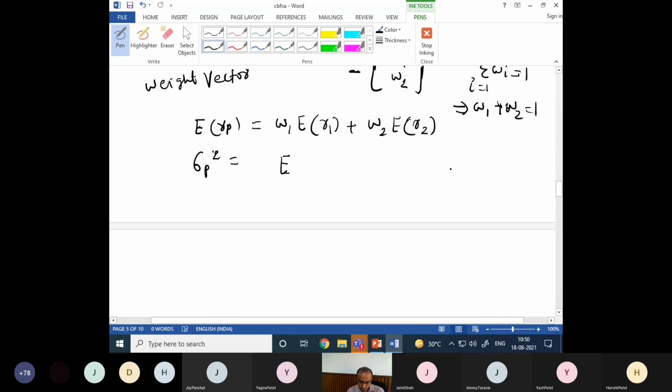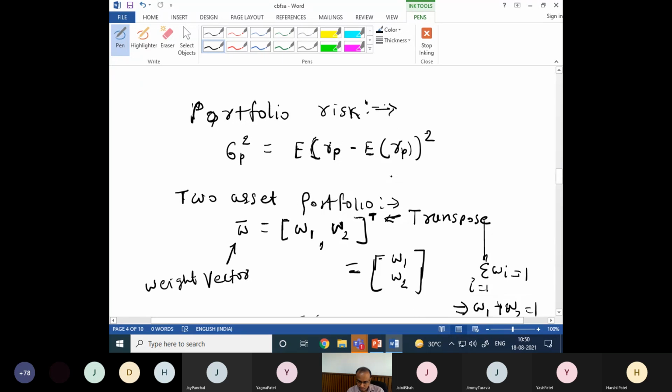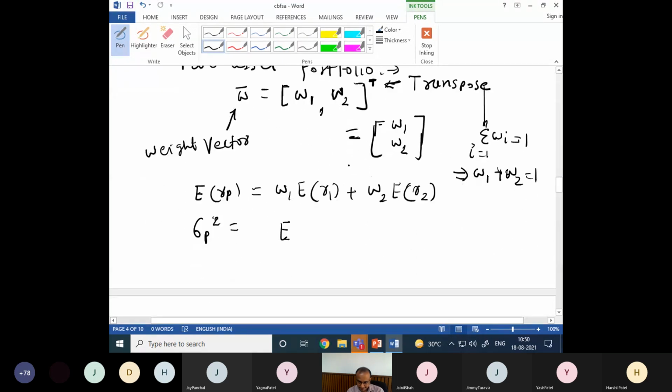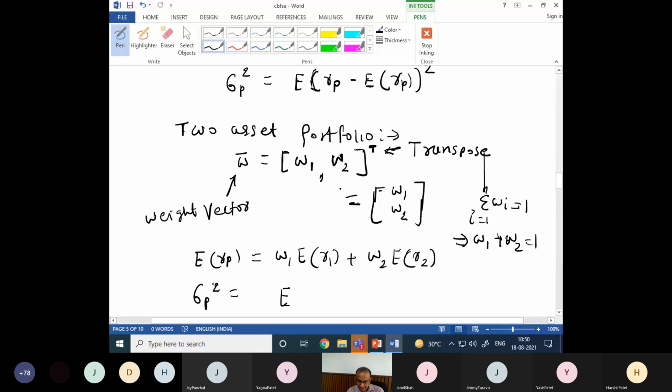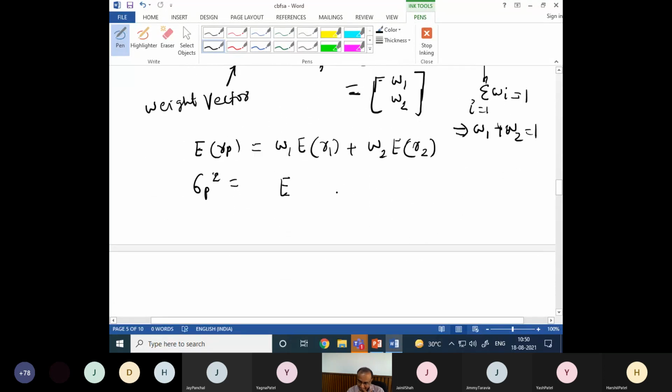Anybody can tell me how to write this now? It is this definition: (RP minus ERP) whole square. So what should I replace? By RP and ERP, both I should replace. So what is RP? What should we write for RP? Very simple.